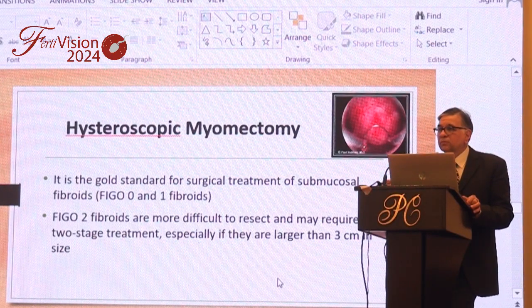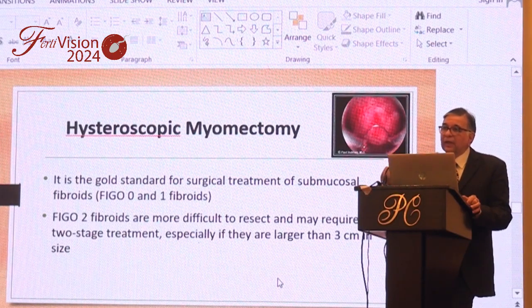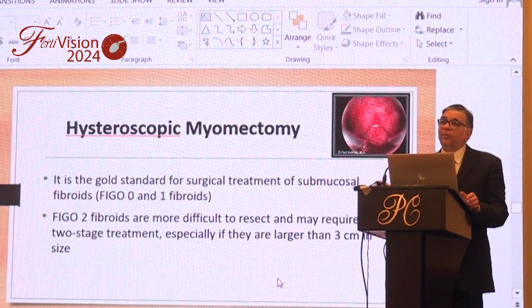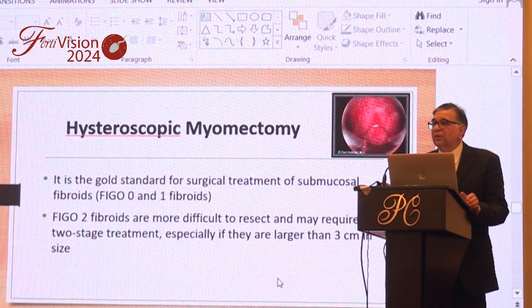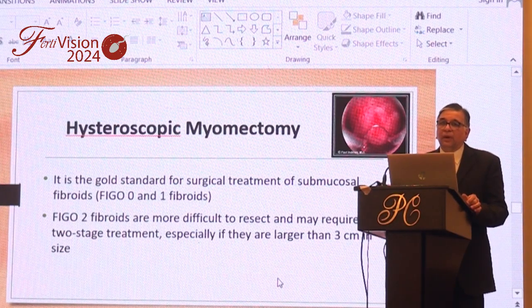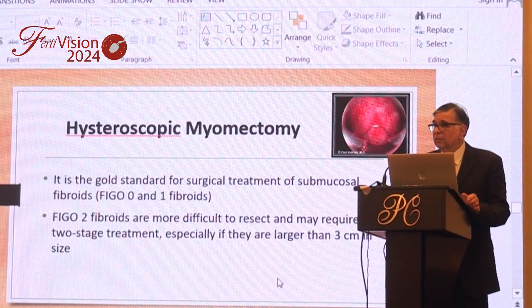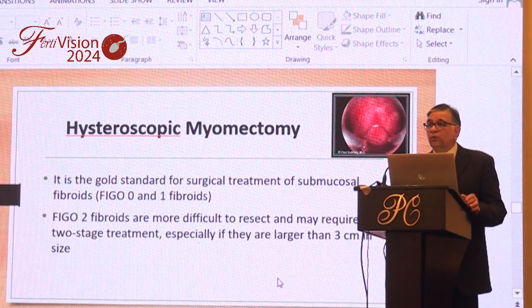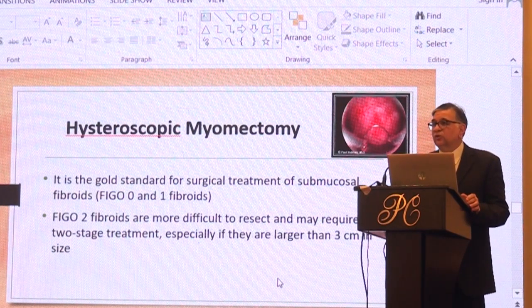restored. So if you've got a pedunculated hanging fibroid in the uterine cavity, then that's probably the best solution, that they are removed hysteroscopically. But if you've got a fibroid which is 50% into the myometrium and 50% hanging into the cavity, then using a hysteroscope to remove it is probably not such a good idea.